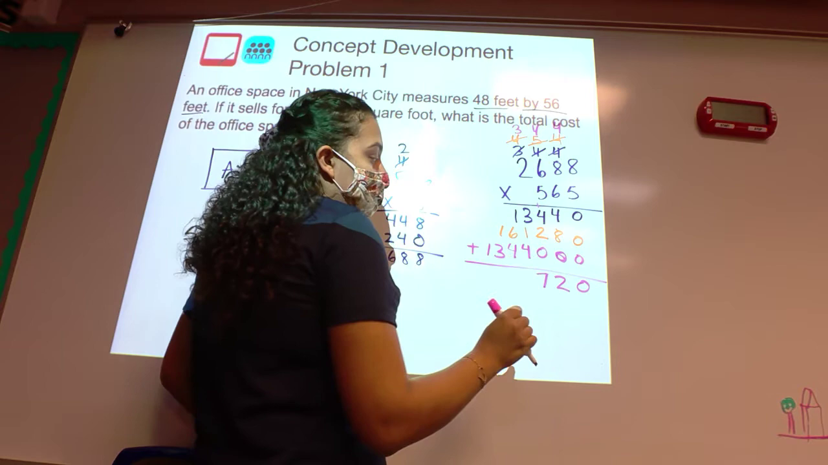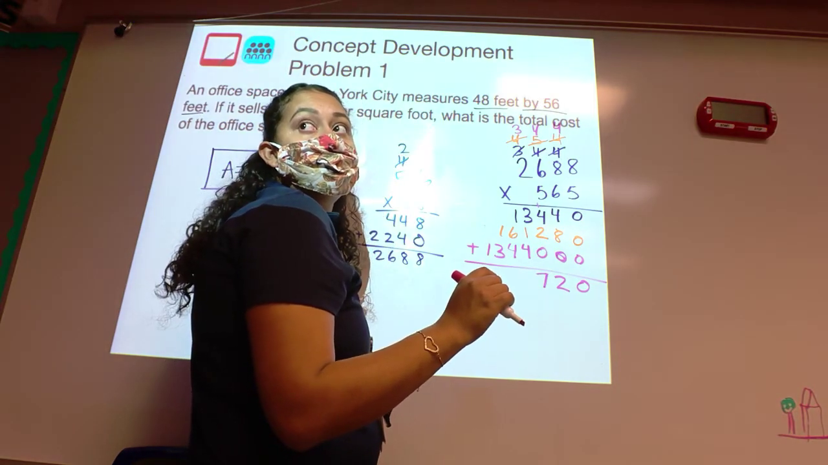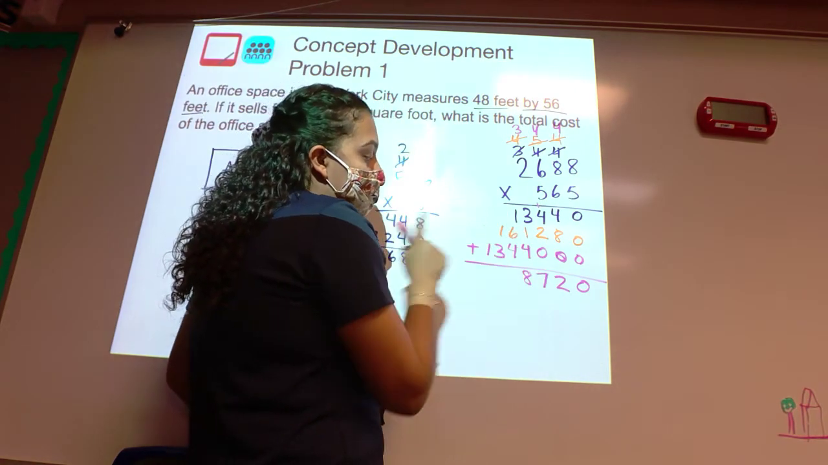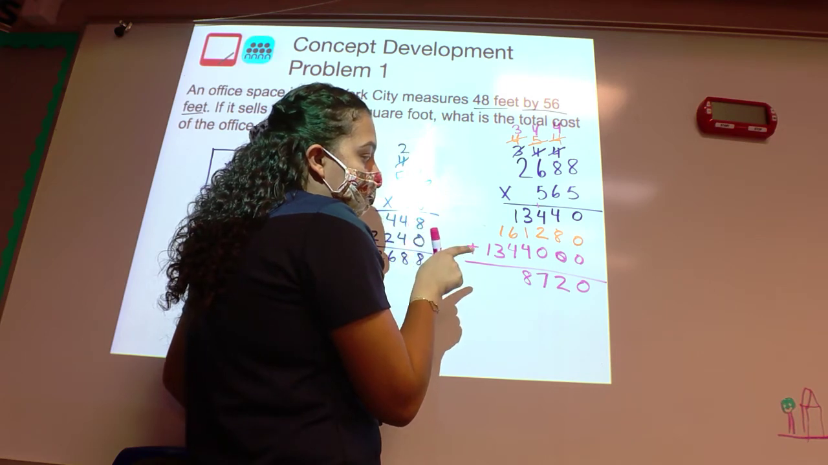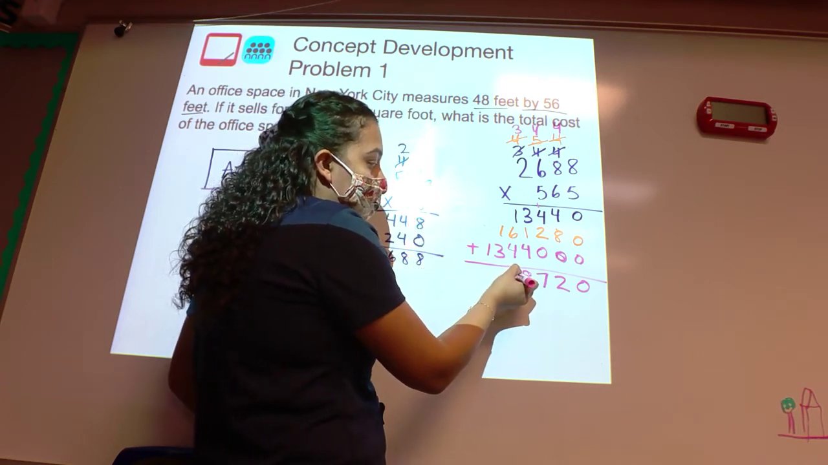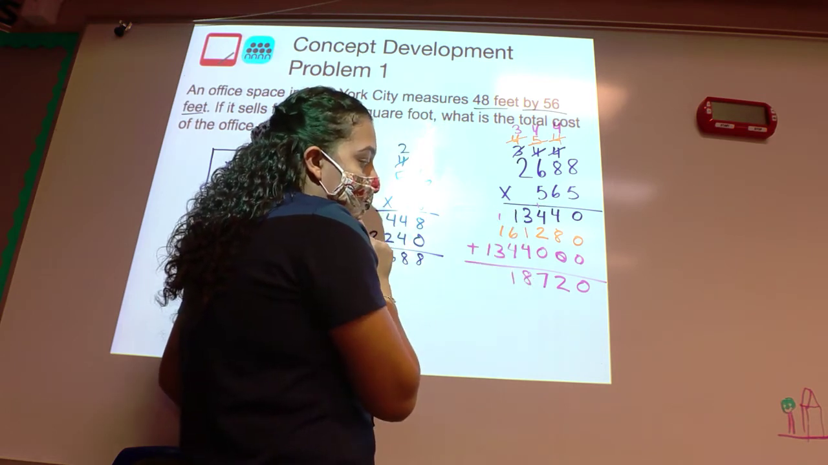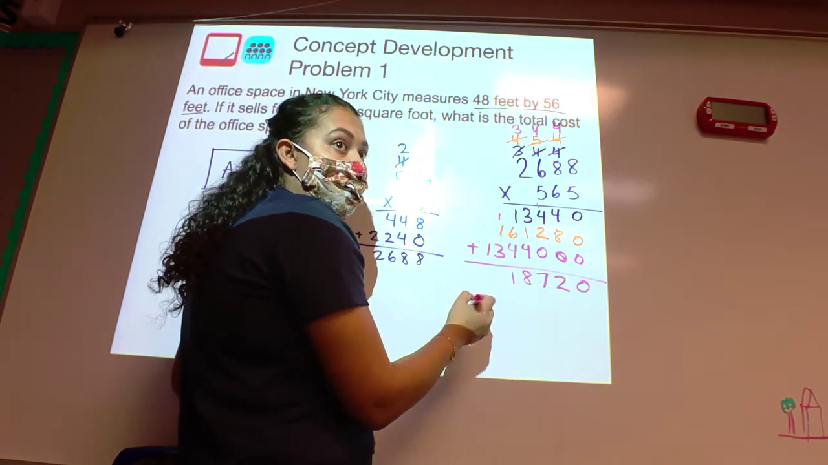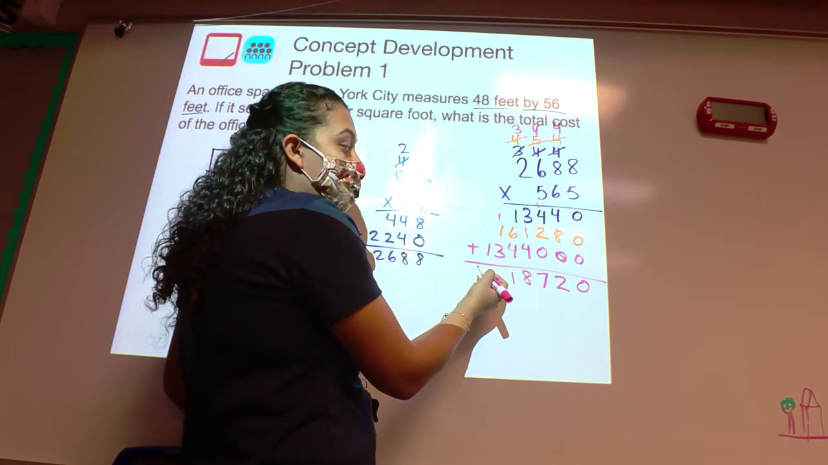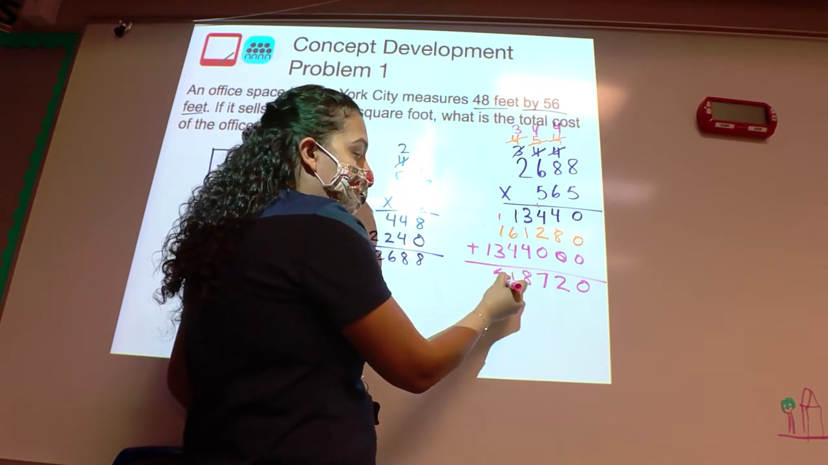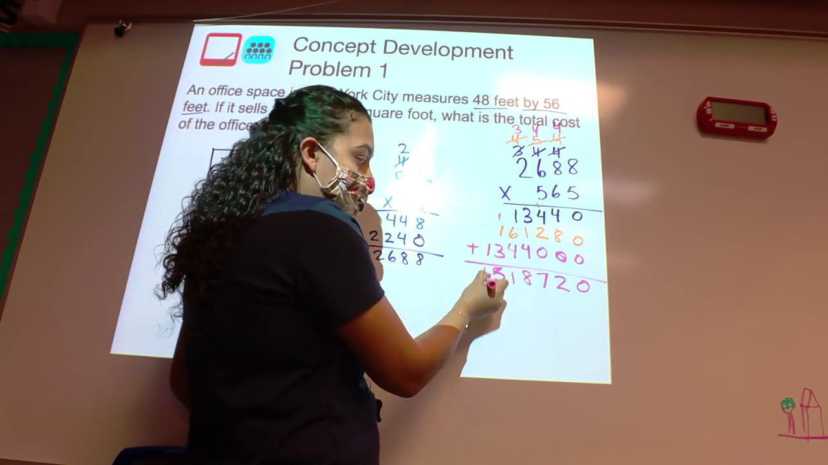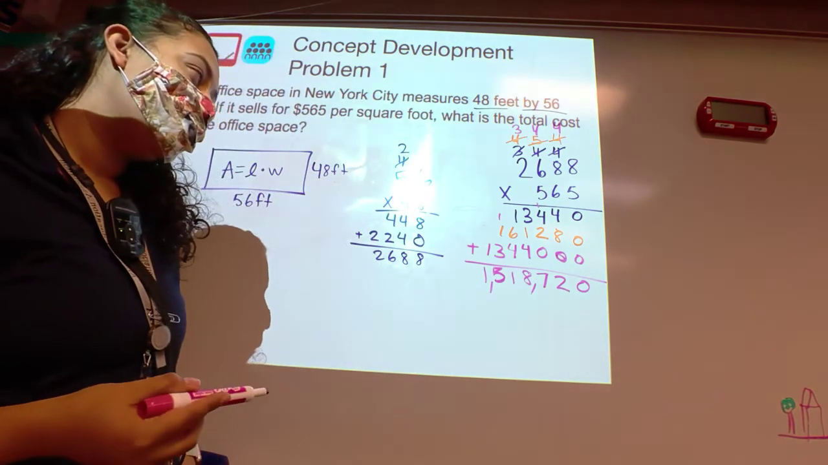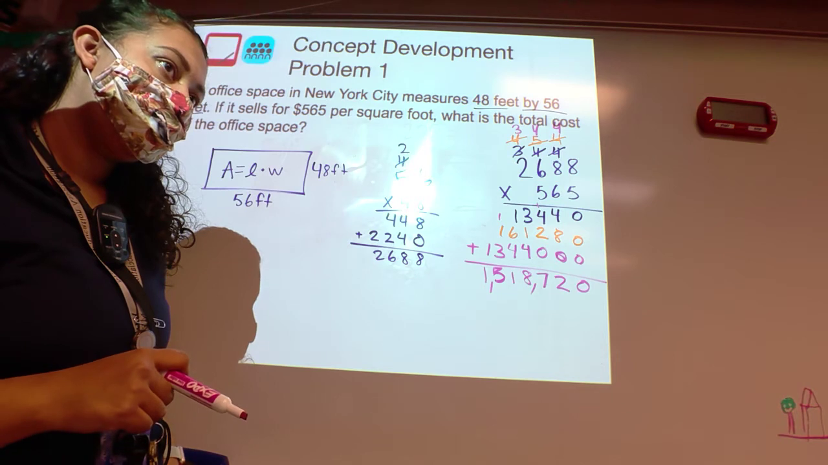3 plus 1 plus 4. 8. Right here. 1 plus 6 plus 4. 11. 1 here, carry the 1. 1 plus 1 plus 3. 5. 0 plus 1, 1. 1,518,720. I mean, it was pretty close.